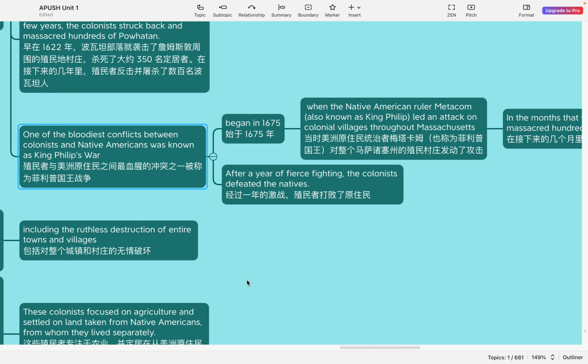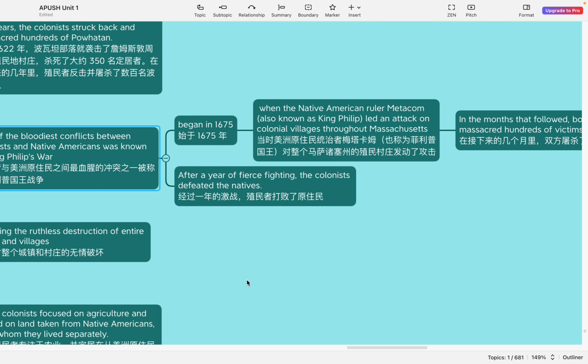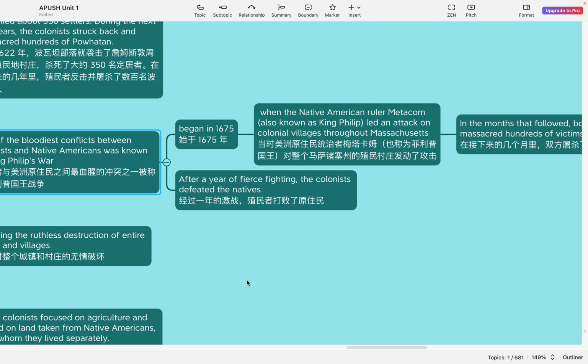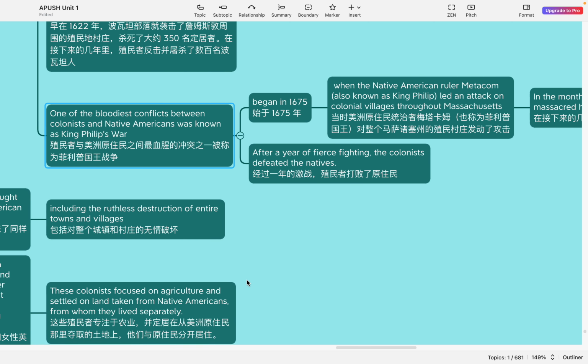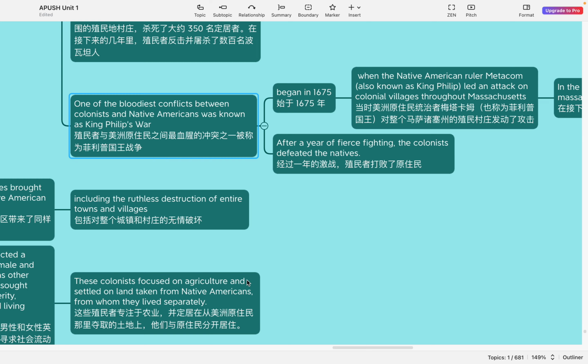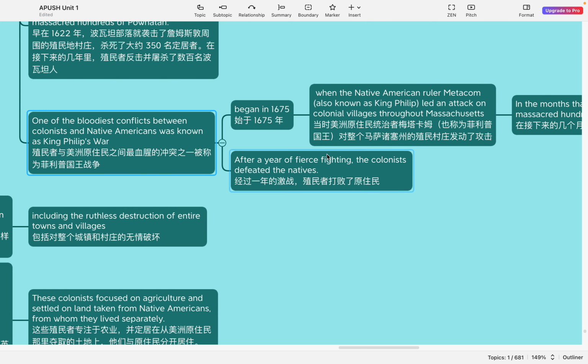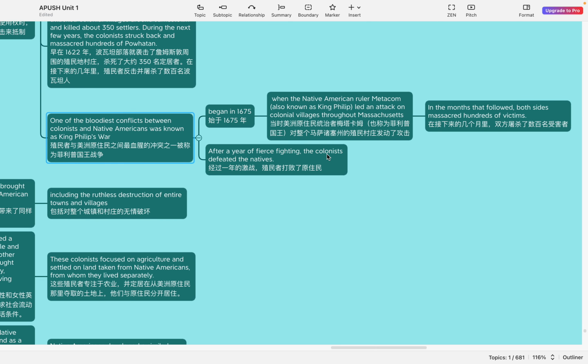King Philip's War in the late 17th century highlighted the intense conflicts between Native Americans and English colonists. Although the colonists eventually defeated Native Americans, the resistance inflicted severe blows on the English. And mutual retaliation led to brutal and merciless consequences for both sides.